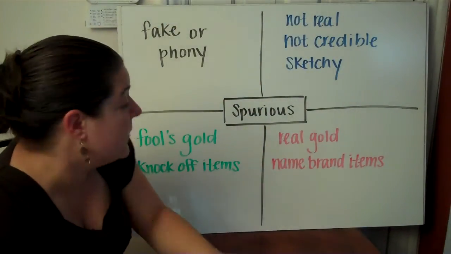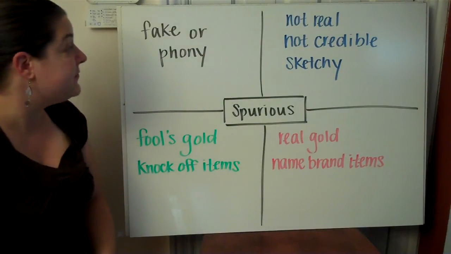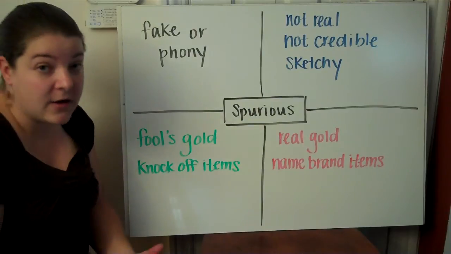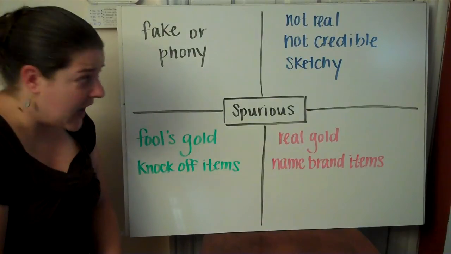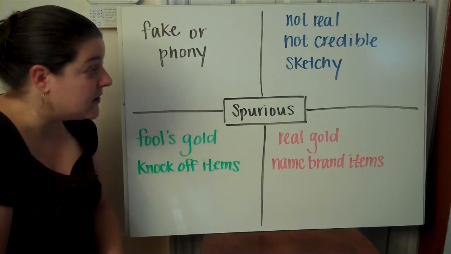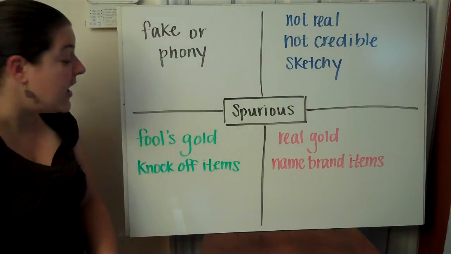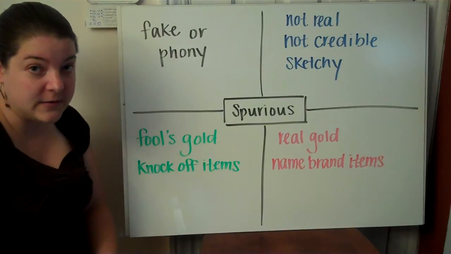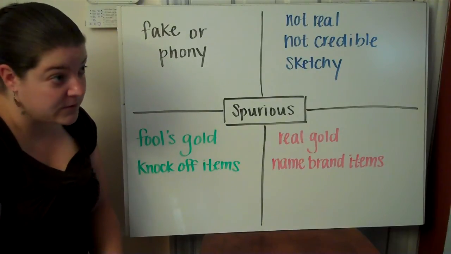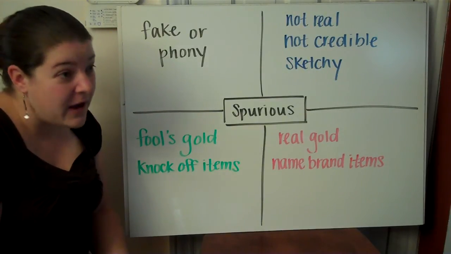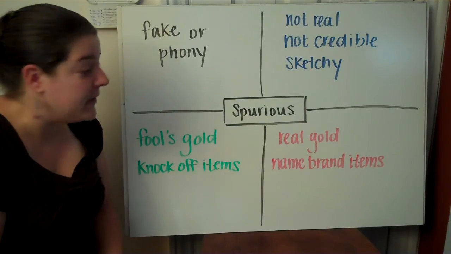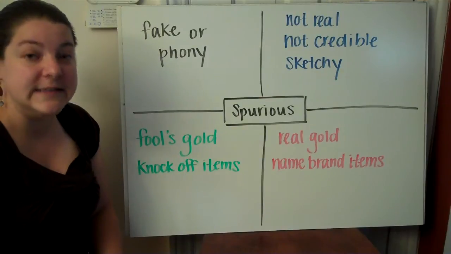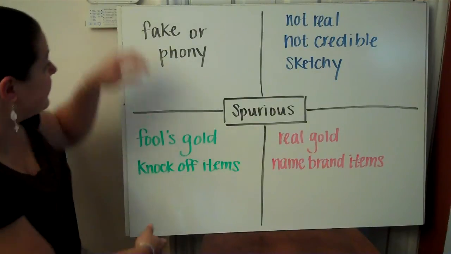Our next word for the week is spurious. Spurious means fake or phony. So some characteristics of that would be it's not real, it's not credible, and it's sketchy. So, examples of that would be fool's gold or knockoff items, things that are not real name brand items, but they kind of look like it and they try and be like it. Non-examples would be real gold and name brand items.